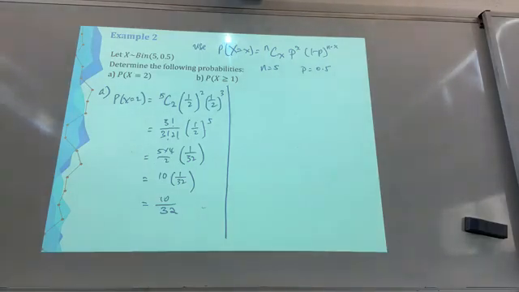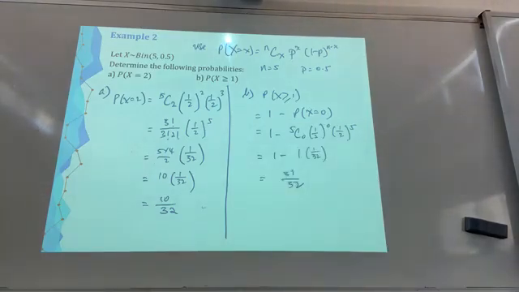Now, if it is greater than 0, which means it's everything but 0, that's correct, 1 minus P of X equals 0, everything but 0. So you can work out probability of X equals 1 plus probability of X equals 2 plus probability of X equals 3 plus probability of X equals 4. You can do that as well if you want to. But it makes life easier if you use the complementary. And therefore, it is 31 over 32.